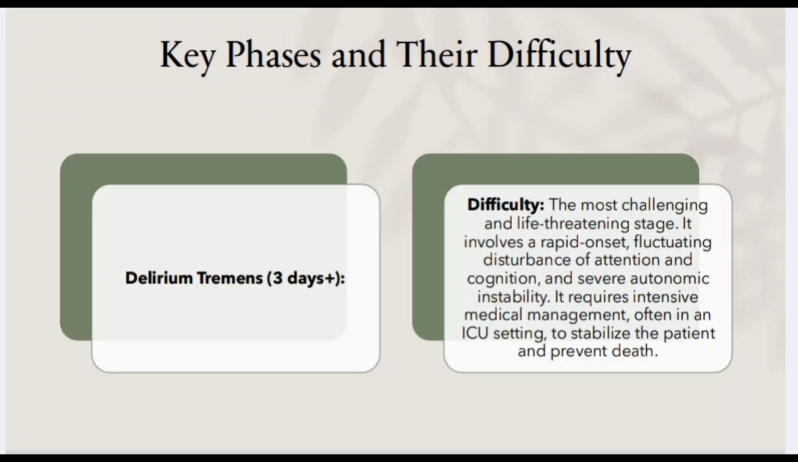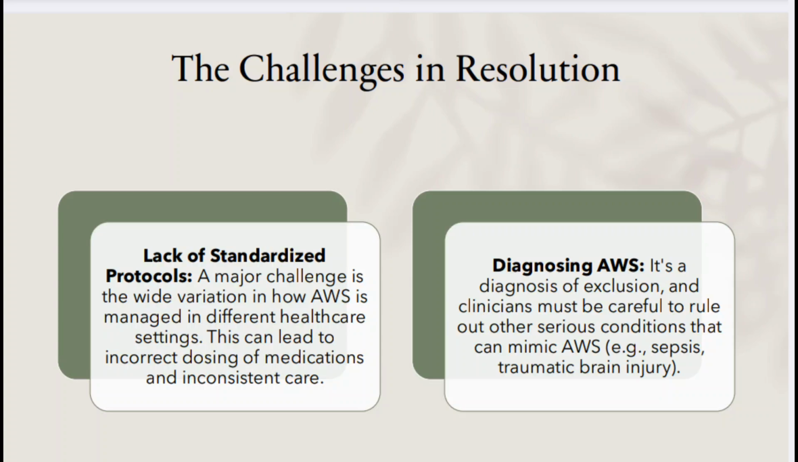Key phases and their difficulty: delirium tremens, 3 plus days. This is the most challenging and life-threatening stage, and it involves a rapid onset and fluctuating disturbances of attention and cognition and severe autonomic instability. It requires intensive medical management, often in an ICU setting, to stabilize the patient and to prevent death.